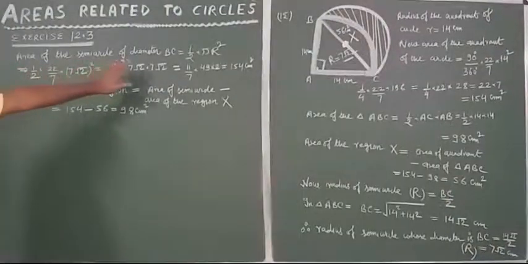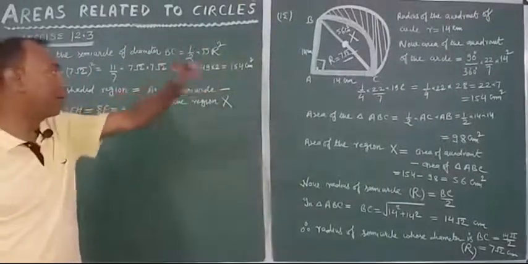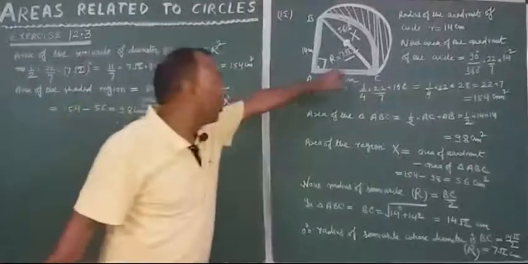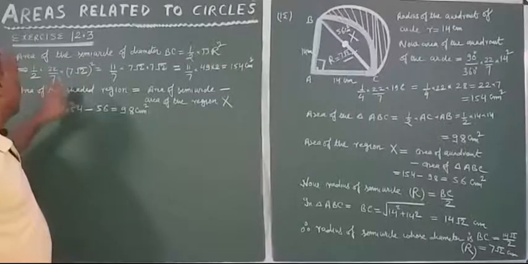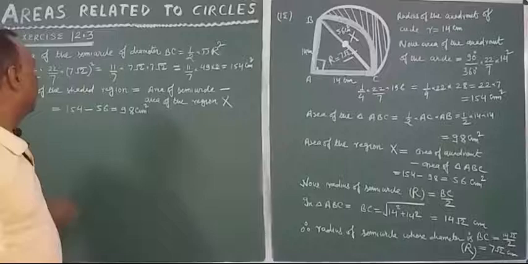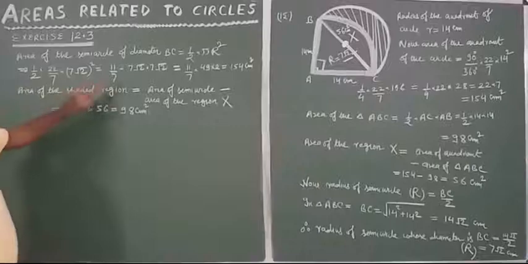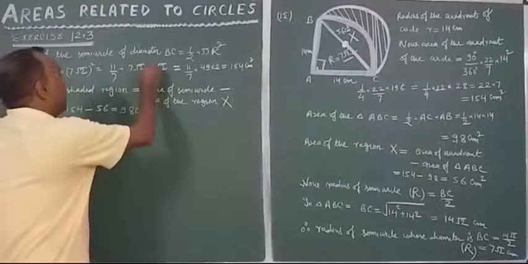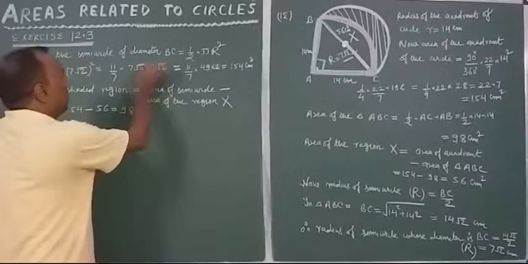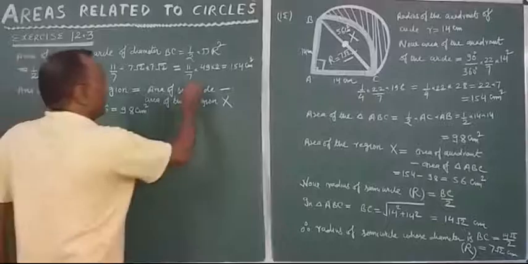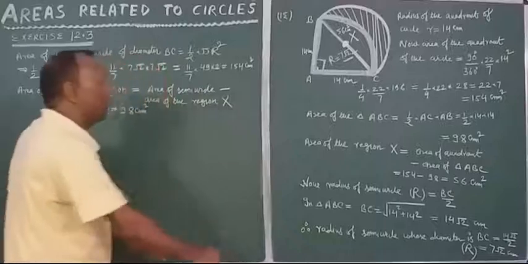Area of the semicircle of diameter BC, that will be 1 upon 2 pi r square. R is 7 under root 2. So what will be the area now? 1 upon 2 into 22 upon 7 into 7 under root 2 whole square. That is 2 into 11, 11 upon 7, it is 7 under root 2 multiplied with 7 under root 2. 7 7 is 49 and under root 2 and under root 2 will become 2. Now this 7 into 7, 7 to the 14 into 11, 154 centimeter square.